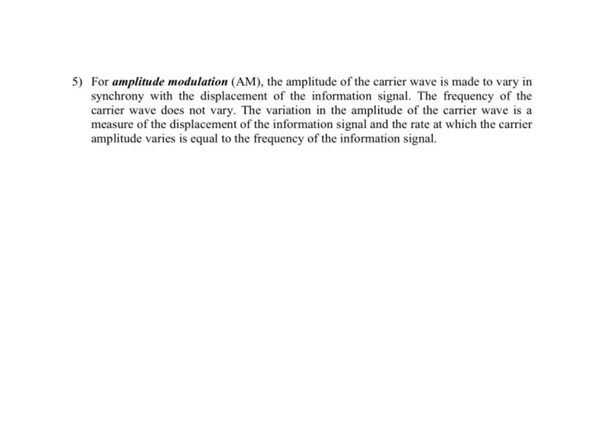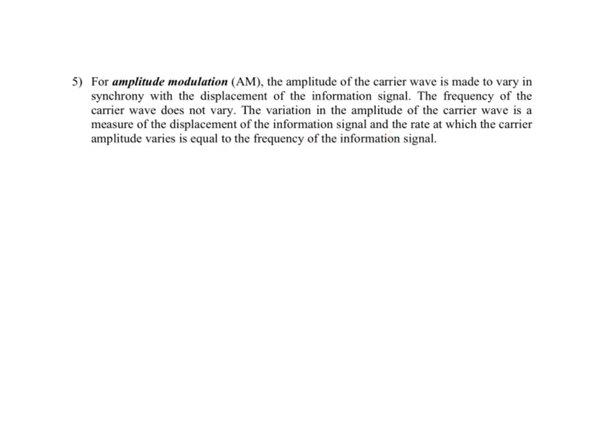So what is the definition of amplitude modulation? You can look at the next page. The amplitude of the carrier wave is made to vary in synchrony with the displacement of the information signal. That means you vary the amplitude according to the displacement of the information signal. The frequency of the carrier wave does not vary. So it's very important to understand the frequency does not change at all. The variation in the amplitude of the carrier wave is a measure of the displacement of the information signal. What does it mean?